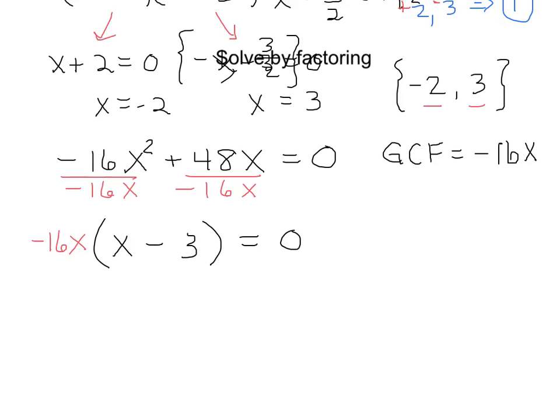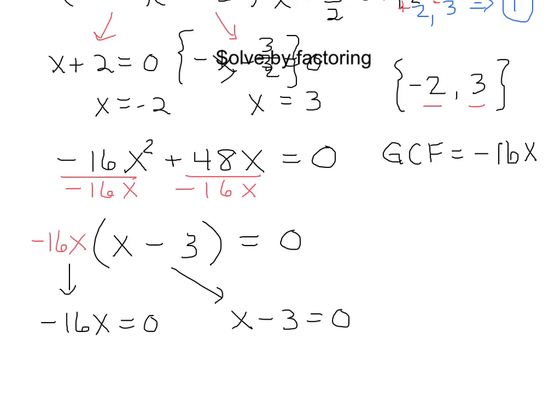Now for this problem, it's a little unusual because our first factor is a shorty. That is, we just have negative 16x equaling 0. So we'll talk about how to solve that in a second. And then the other one looks a little more common, x minus 3 equals 0. That's kind of like the ones we've been doing.